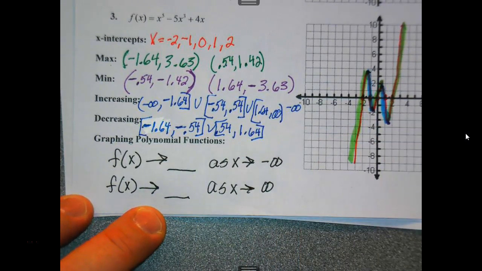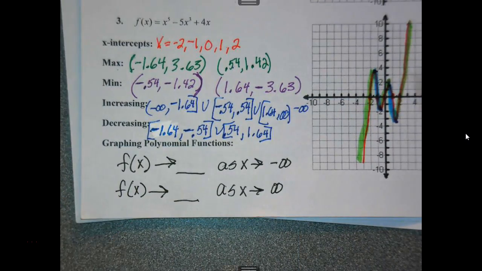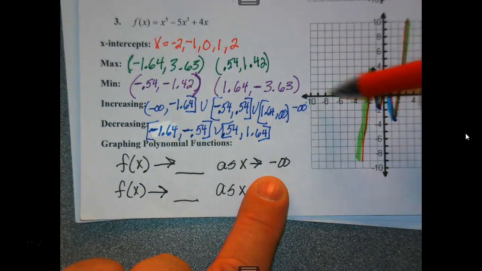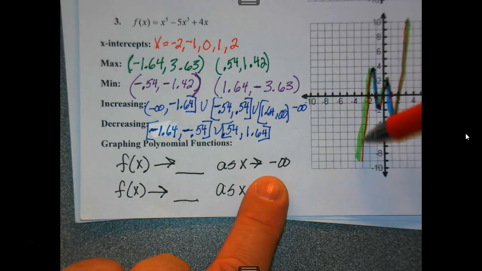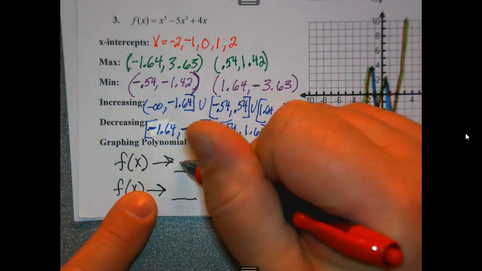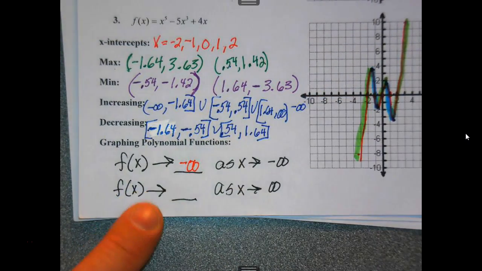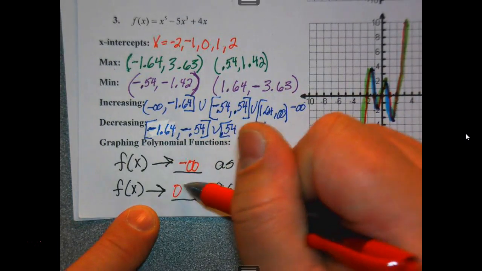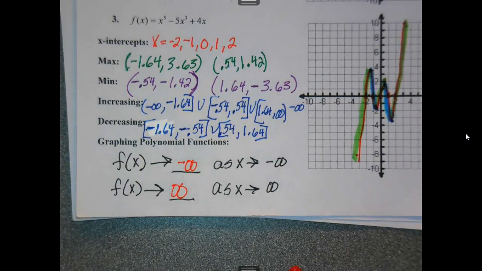Okay, so let's do this. As x goes to negative infinity, what happens to the y value of my graph? Good. As x goes to the right, positive infinity, what happens? Good. All right, are we good with analyzing graphs of polynomials?